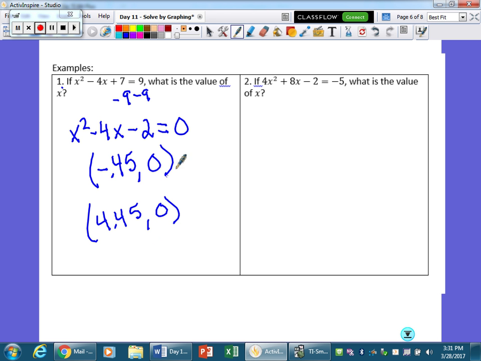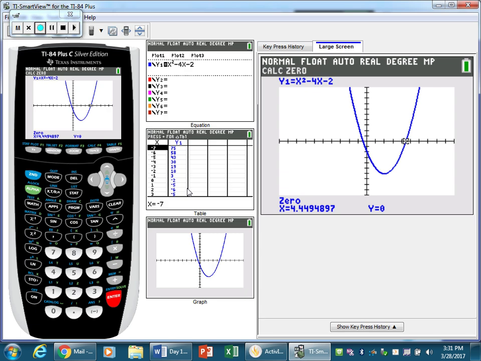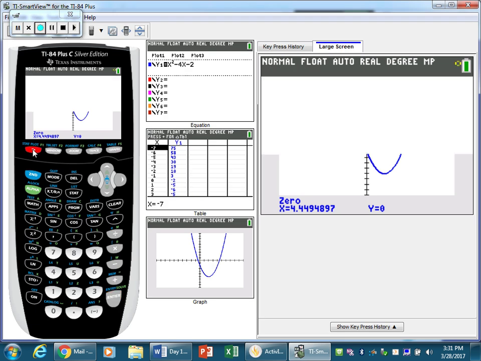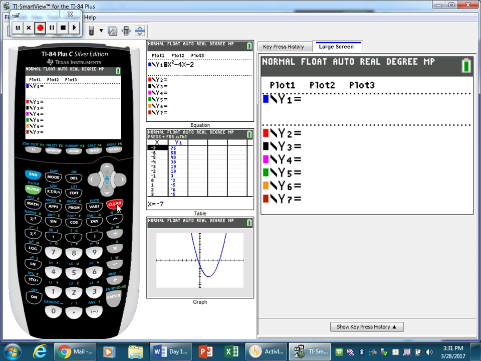All right, let's try the next one. 4x squared plus 8x minus 2 equals negative 5. Again, first step, we need to set it equal to 0, so plus 5. So there'll be 4x squared plus 8x plus 3 equals 0. So let's graph it. Clear the one that's already in there. So 4x squared plus 8x plus 3. Then we hit graph.